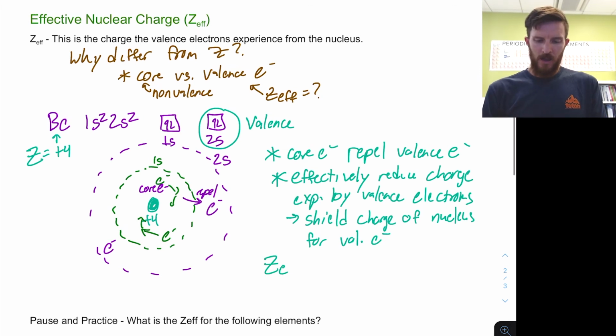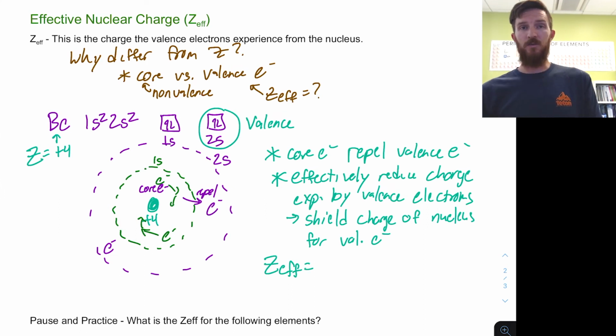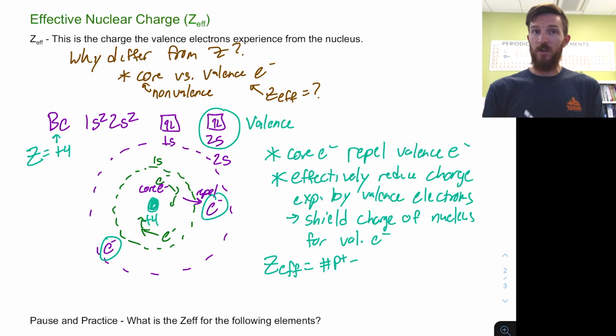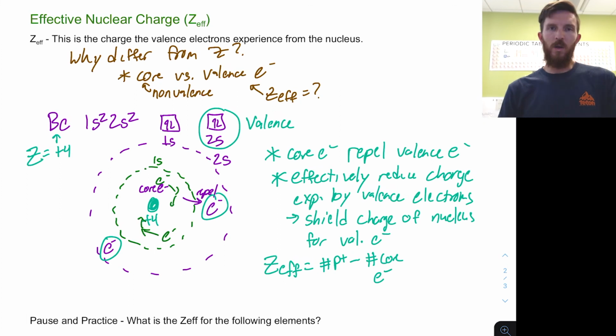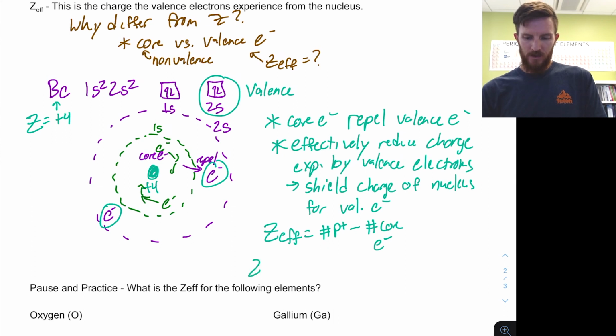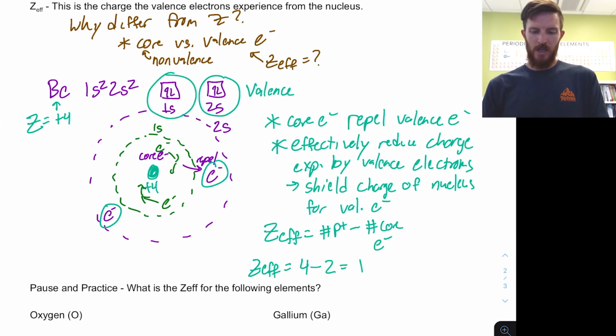Now, how much is that? That effective amount, how much it's been shielded by, is what we call our effective nuclear charge. It's the charge that one of these valence electrons is going to effectively feel or experience from the nucleus. That's going to be our number of protons, or the charge of our nucleus, minus the number of core electrons. So here, our effective nuclear charge for beryllium: we have 4 protons, and these 2 core electrons, and that's going to give us an effective nuclear charge of +2.